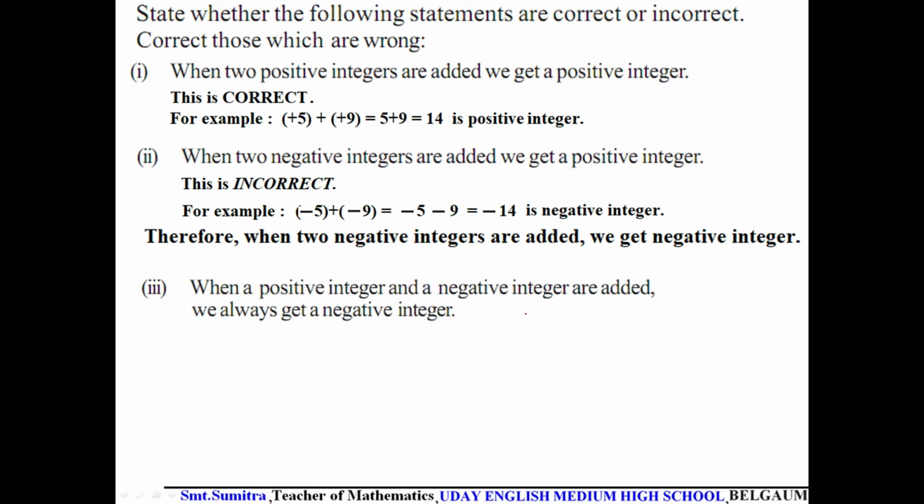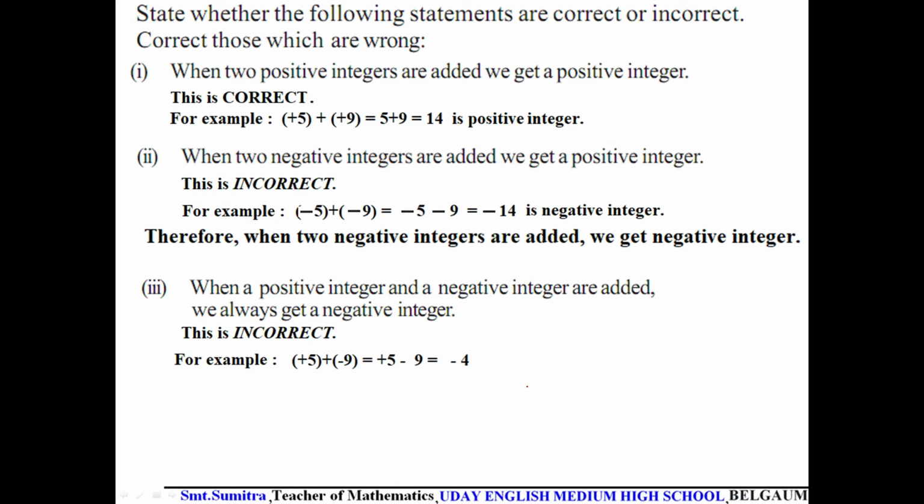Next statement. When a positive integer and a negative integer are added, we always get a negative integer. Is this true? We can explain this again with the help of an example. This is actually an incorrect statement because you see the example, +5 minus 9. One is positive, one is negative, is equal to +5 minus 9 is equal to -4. Here we are getting a negative integer.